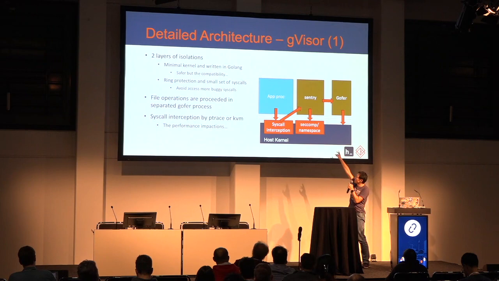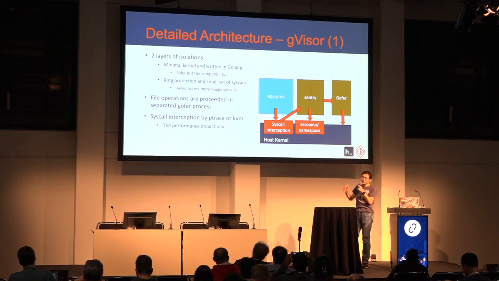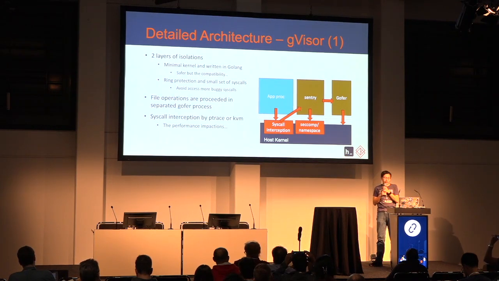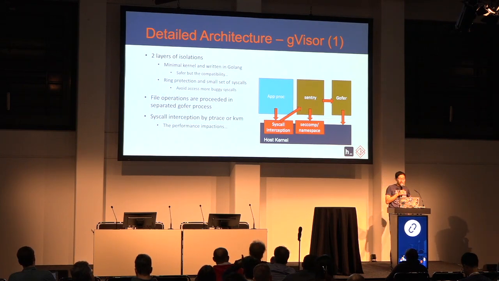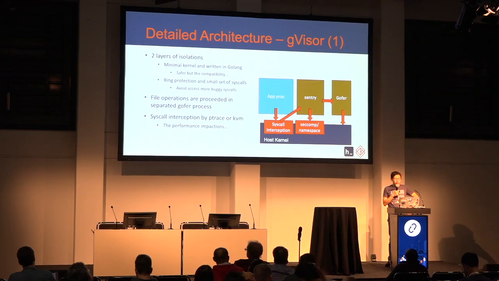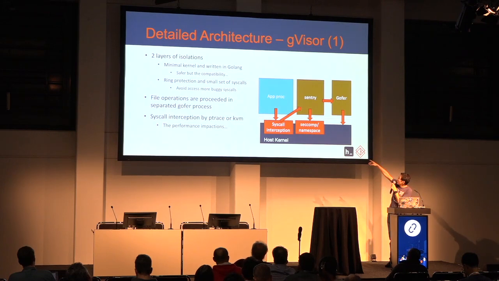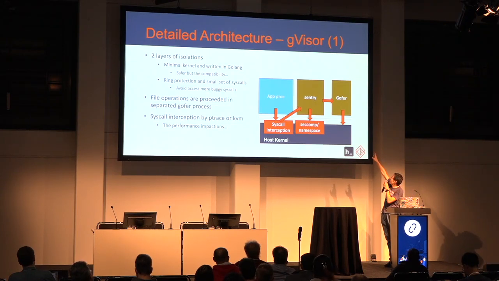The first layer is that the Sentry is a minimal guest kernel, a brand new implementation in Go, so they believe it could be done safer than the big monolithic kernel, and also the ring protection between the host kernel and the user space kernel. And also, as I just said, they put the file system access in another process.